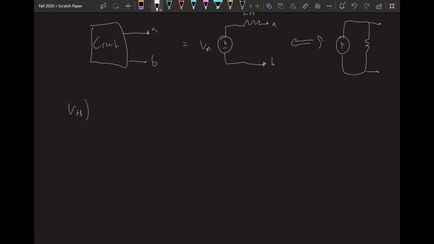So how do I find V Thevenin? Well, to find V Thevenin, we want the voltage across these terminals. And to do that, we're going to say, okay, what if the load across these terminals was infinite? That's like an open circuit, right? So basically, we're going to place an open circuit at the terminals and solve for that voltage, V open circuit. And that V open circuit is V Thevenin. So that's how we solve for that.